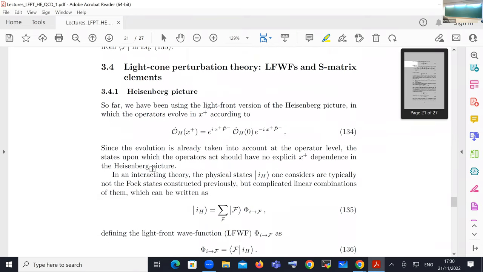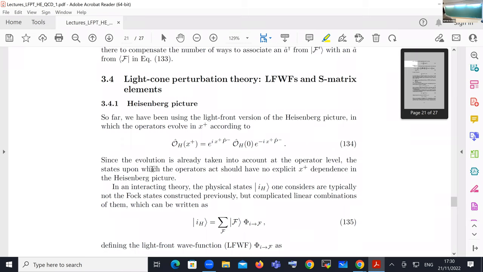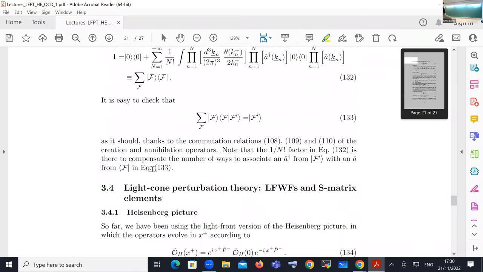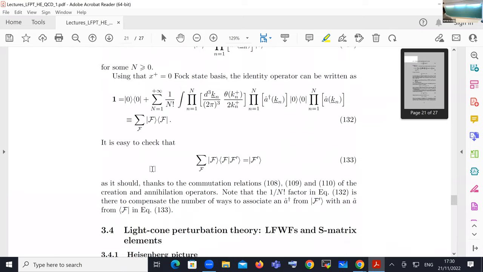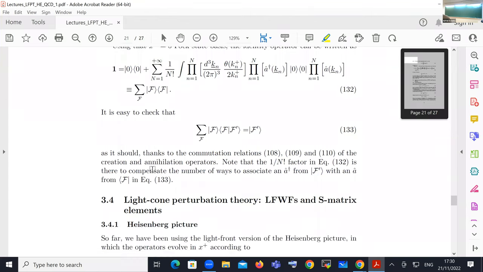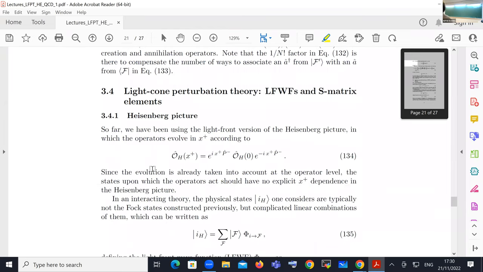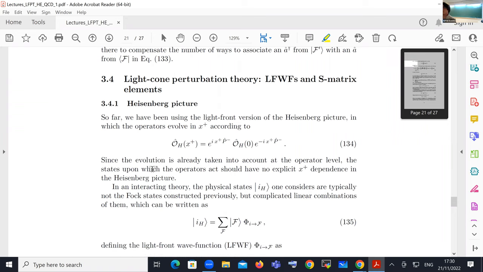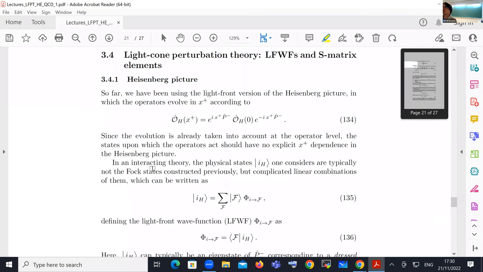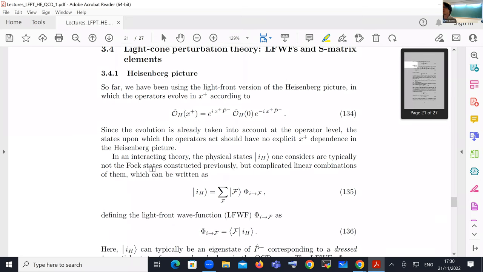So okay, now we have understood a bit the story of Fock states, the Fock space for the scalar theory. We can try to go on and understand perturbation theory. So far everything was written in the Heisenberg picture. So it was the operators which had a non-trivial x dependence.